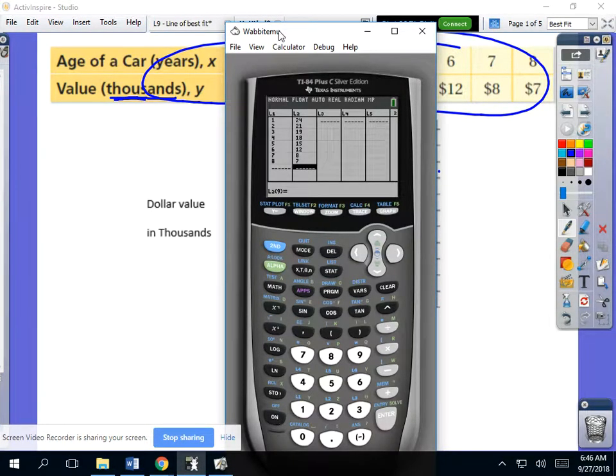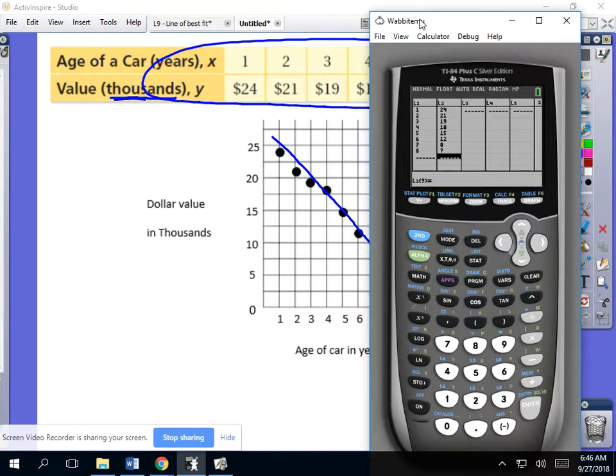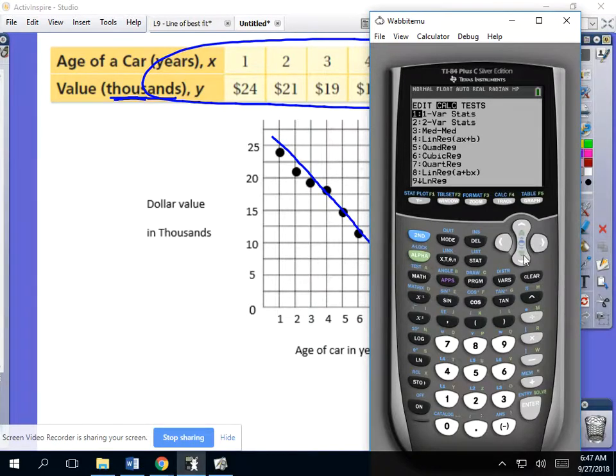All right, so here we go. I've got my data points plugged in. I want to find my line of best fit. So I'm going to click Stat. Then I'm going to click Calc. Then I'm going to go down to LinReg and hit Enter. Go down to Calculate. All right, click Calculate.